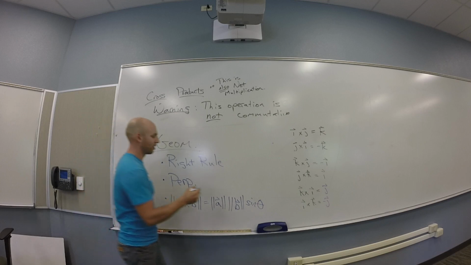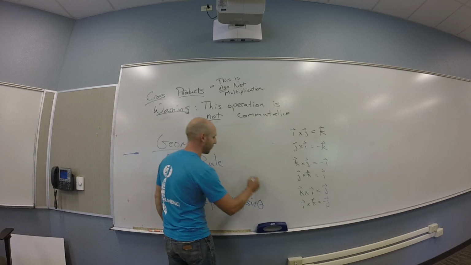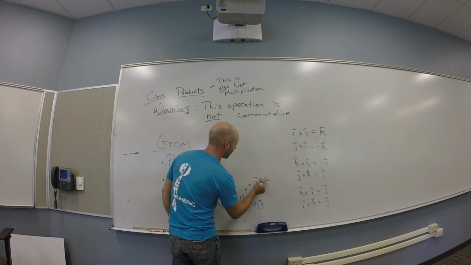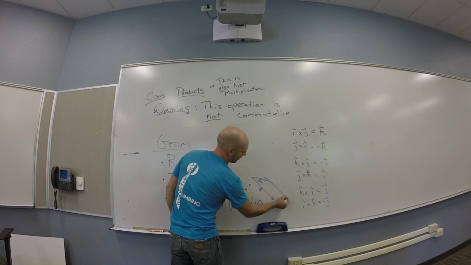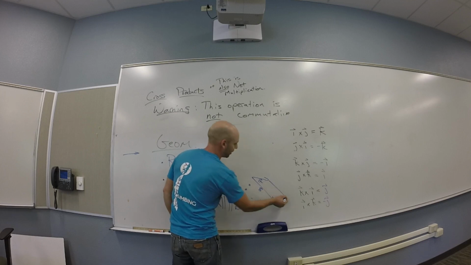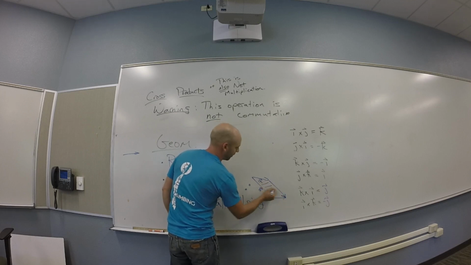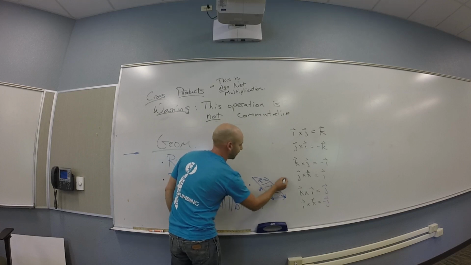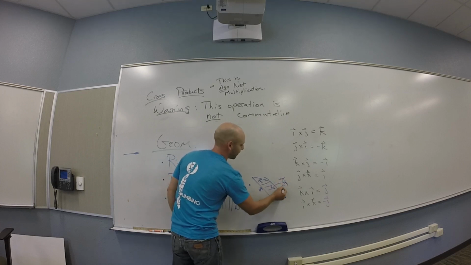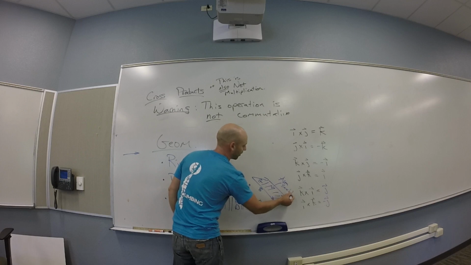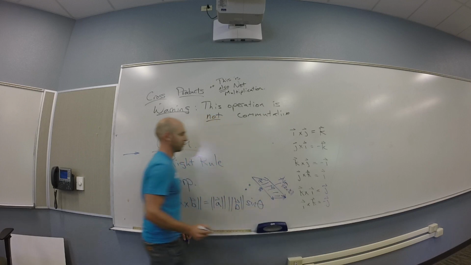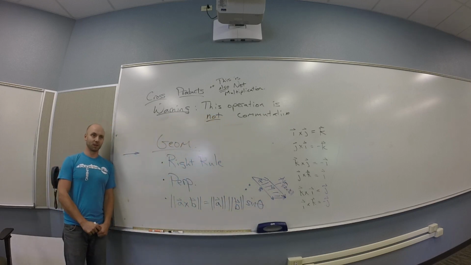Okay, and another thing you can think here is that this is the area of the parallelogram. So if you have a vector A and a vector B, this parallelogram here, the area of this is the magnitude of A crossed with B. Which makes that zero vector thing make more sense too.